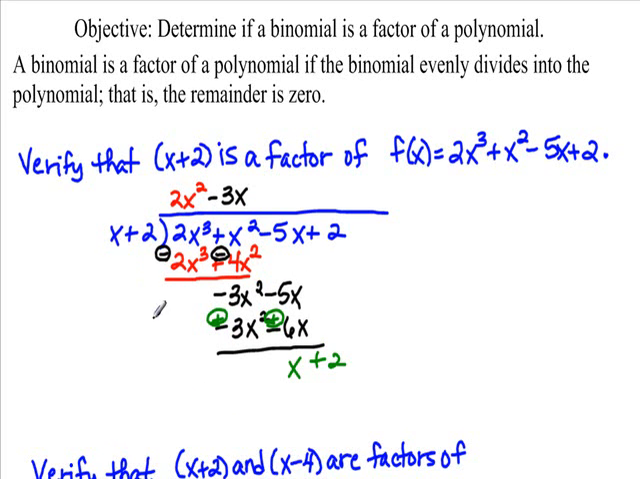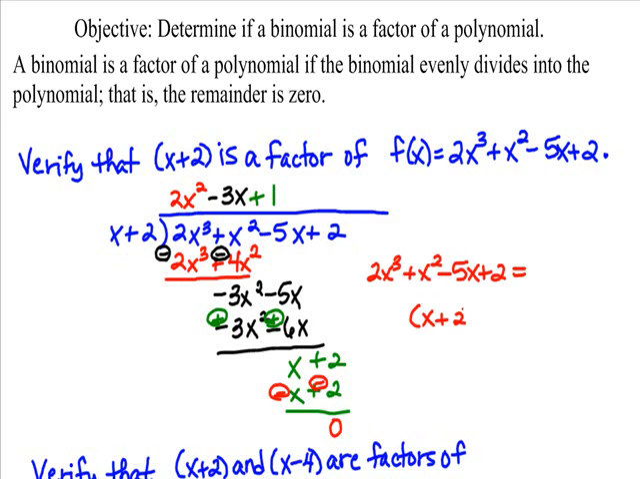So now we say x goes into x one time. 1 times x is x, and 1 times 2 is 2. And when we subtract, we get that there is nothing left, so the remainder is 0. So that tells us that x plus 2 is a factor of this polynomial. In other words, 2x cubed plus x squared minus 5x plus 2 can be written as x plus 2 times 2x squared minus 3x plus 1. Okay?